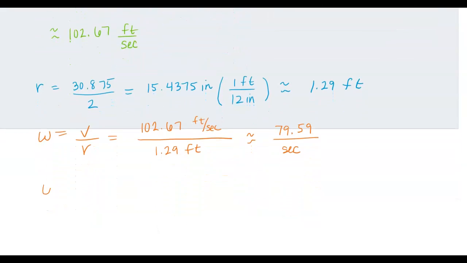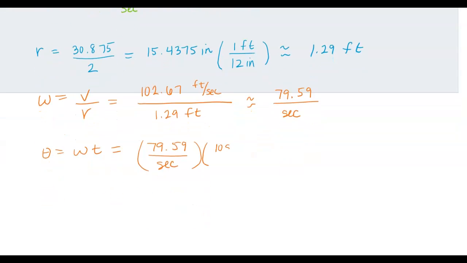And then for our final step, we want to find the angle. So we found the angular speed, 79.59, and we're going to multiply that by the time that they gave us, which was 10 seconds. And so that's about 796. And again, that measurement is going to be radians.